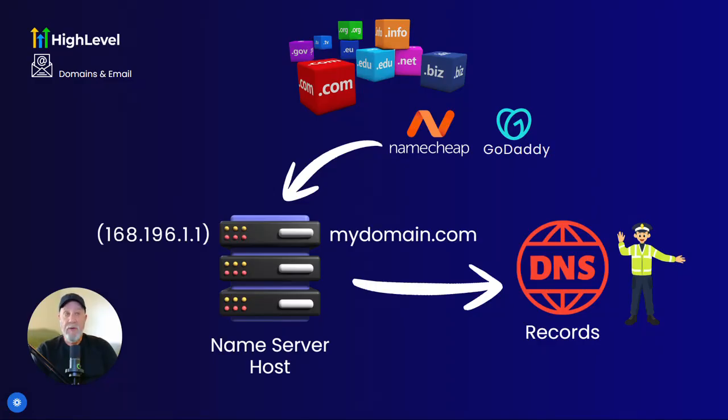That something can happen is controlled by the DNS records. Basically, the DNS is the traffic cop that says when someone calls for the website, show the website. When someone calls for email, go to email. When someone calls for an app, go to the app. And again, the name server is owned by the registrar. In our case, it's Namecheap or GoDaddy.